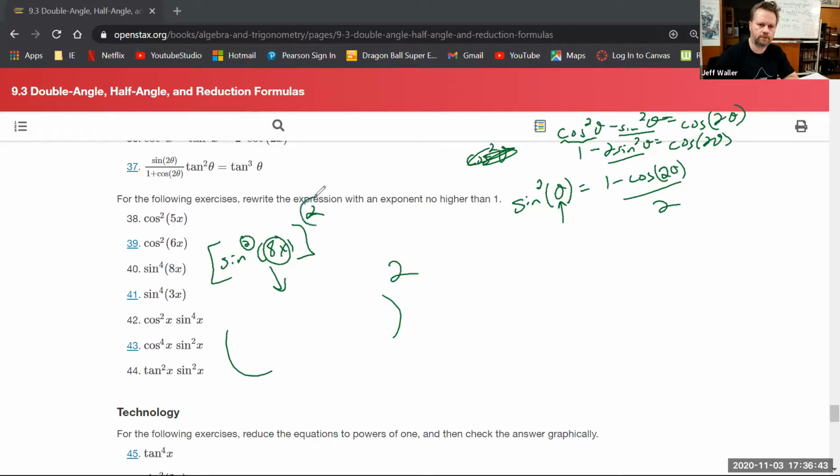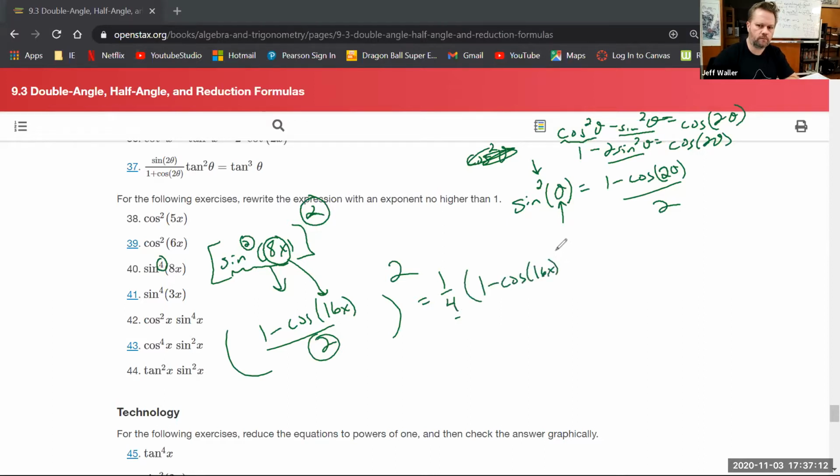So why did I have to put that square out there? Because there's a fourth power, and the rule only applies to squares. Is everybody with me? Right? So now the rule directly applies to this. So 1 minus cosine of twice the angle divided by 2, and then I have to square that. So what I always do is take the 1/4, square the 2, get that done, and then I got to square this. I got less fractions to carry around with me.